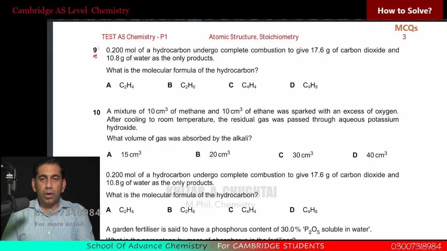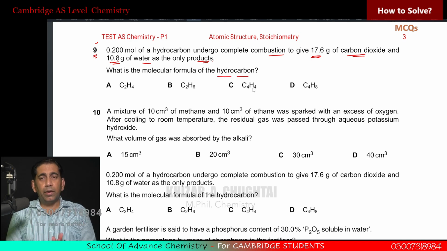Question number one, question number 9. 0.2 mole of hydrocarbon undergoes complete combustion to give 17.6 gram of CO2 and 10.8 gram of water as the only products. What is the molecular formula of the hydrocarbon?